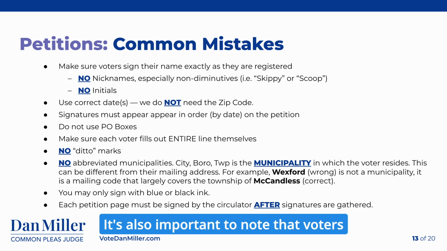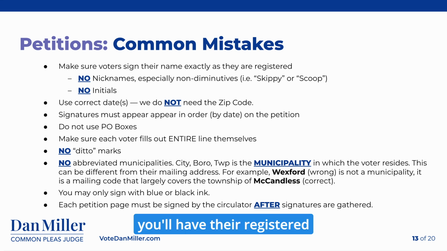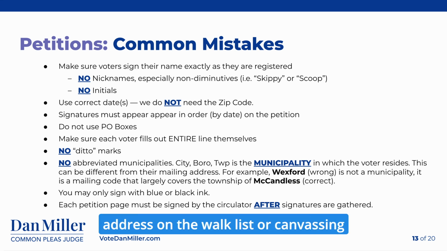It's also important to note that voters cannot be registered at P.O. Box, so there should be no P.O. boxes used for addresses. Again, you'll have their registered address on the walk list or canvassing application, and that is the address they should use.